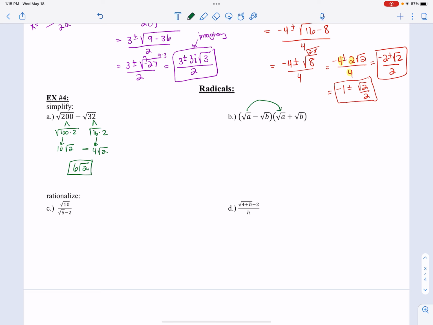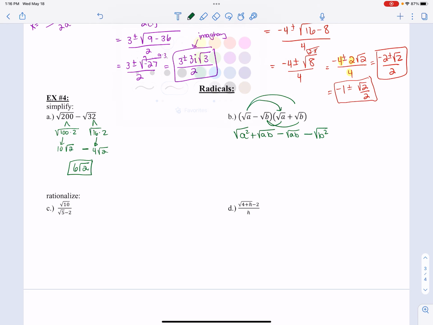So going old school, FOIL, first, square root of A times the square root of A, well, it's just A, right? Square root of A squared would just be A. Square root of A times the positive square root of B is going to be the square root of A times B. On the bottom, that's minus the square root of A times B. And then my last, negative times a positive is a negative. Square root of B squared, well, the square root of B squared is just B.